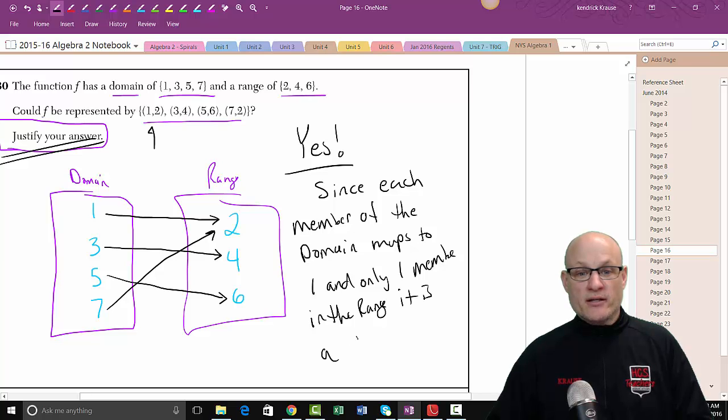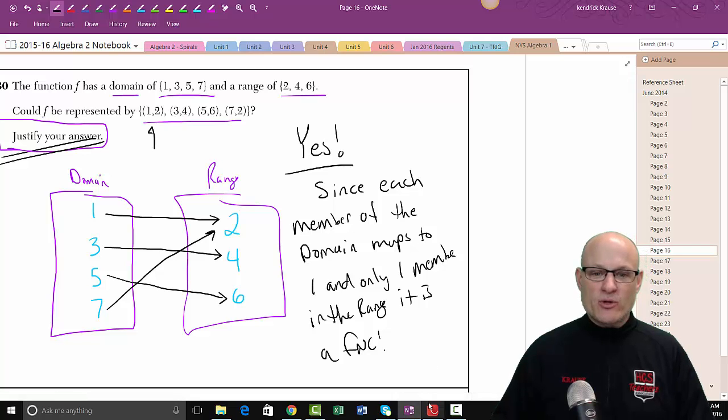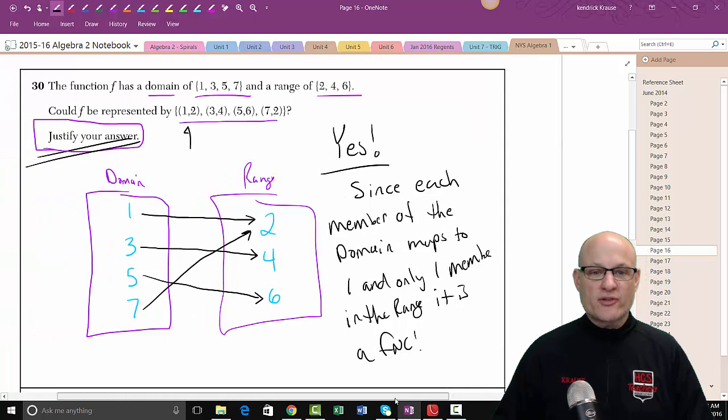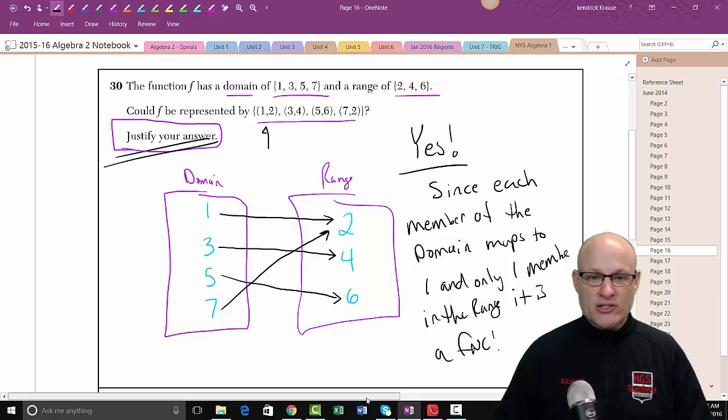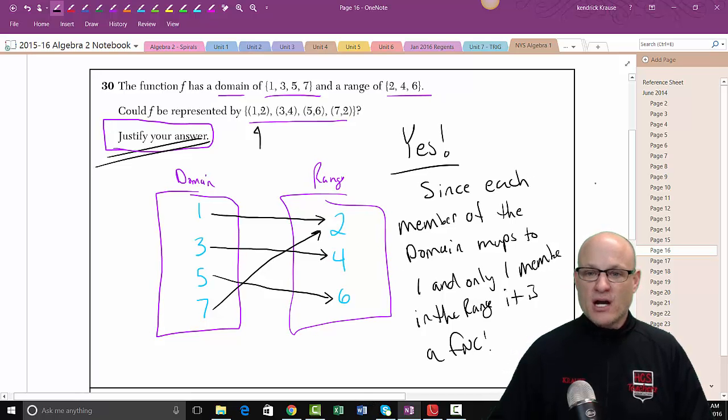it is a function. Now, could you have done it easier or simpler than that? Yeah, you wouldn't sound as smart. You could have just said, since there are no repeating x values, this is a function. Yes, it is a function. All right, moving on.